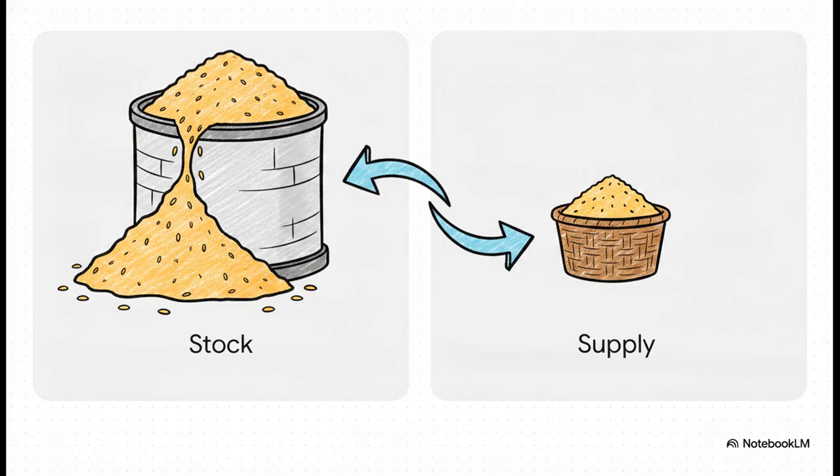But supply is a flow variable. It's the exact portion of that stock, say 5,000 kilograms, that the farmer is actually willing to put on the market at today's prevailing price over this specific week. So supply can never exceed stock, but stock frequently exceeds supply.